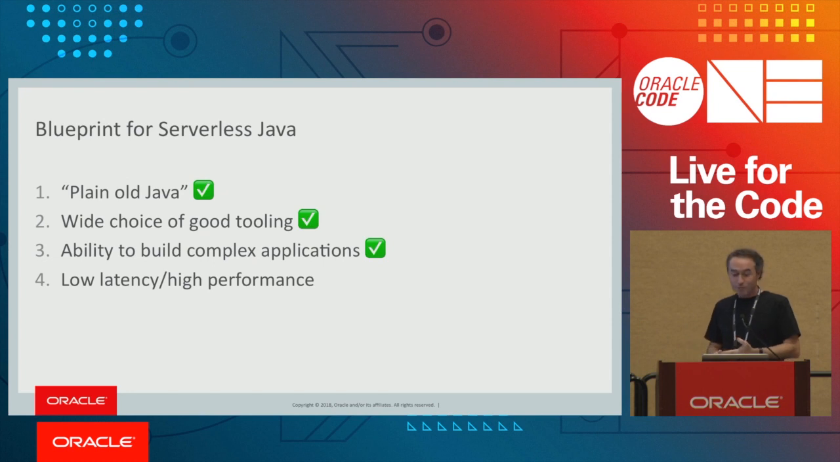Okay, so there's the third sample, right? So we've got through plain Java. It's just Java stuff. I can use my favorite tools. I can build complicated applications. Now let's look at this problem of latency. This is probably the biggest one that I think is discouraging people from using Java.